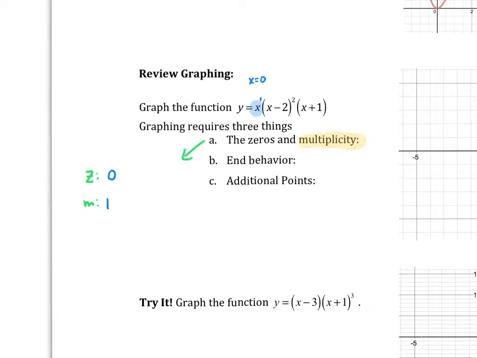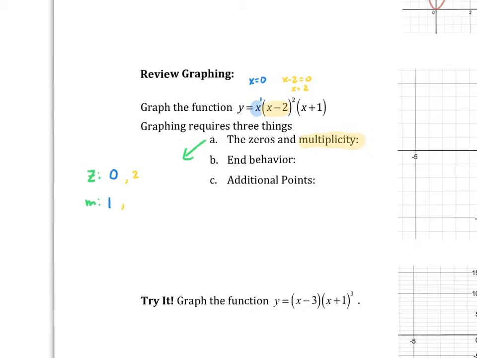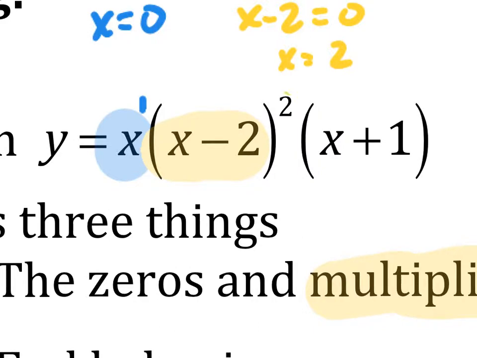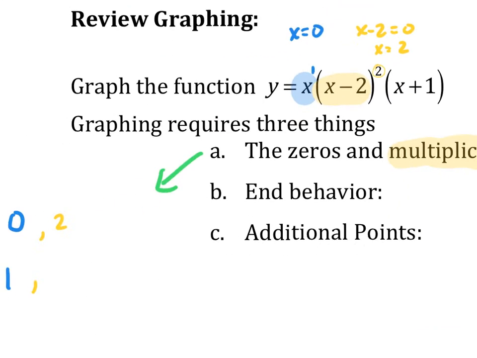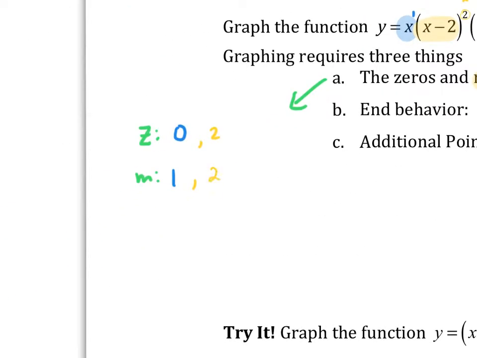So let's look at the next one. Based on this expression right there, we have x minus 2 equals 0. So when I solve for that, x is 2. So the other 0 is a 2. But how many times does it show up? It shows up twice. So its multiplicity is dos.